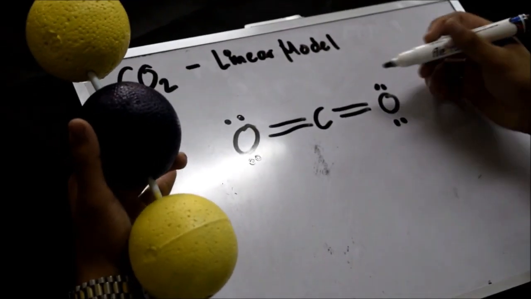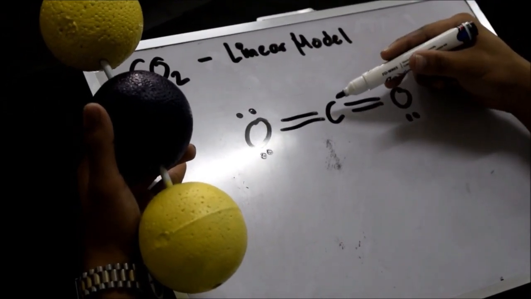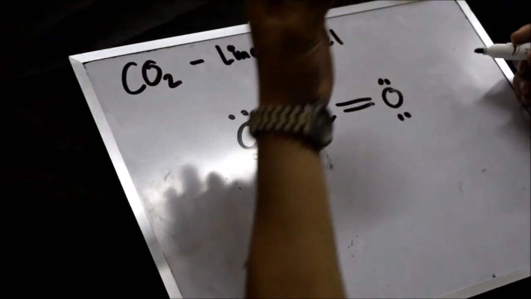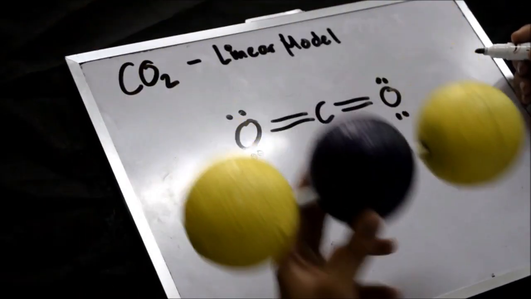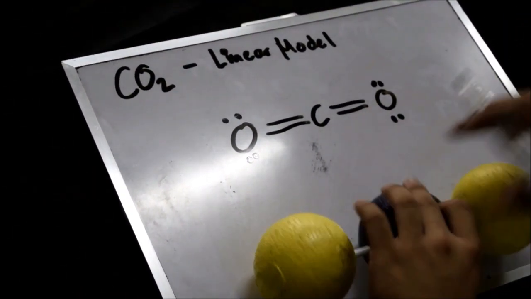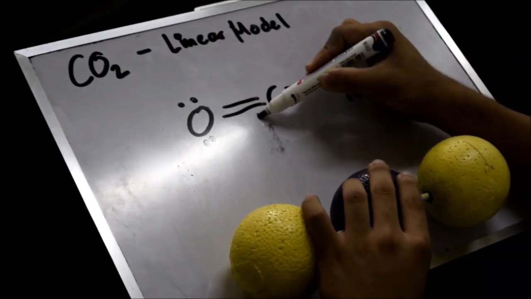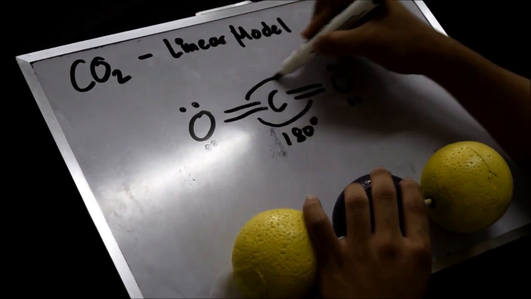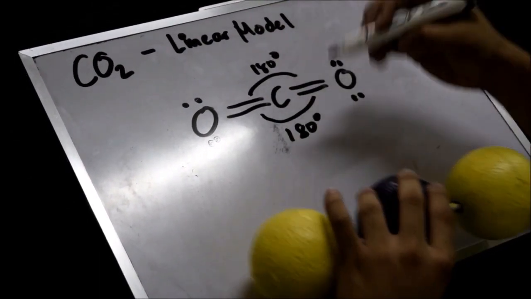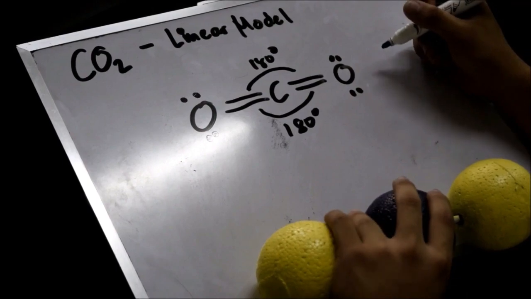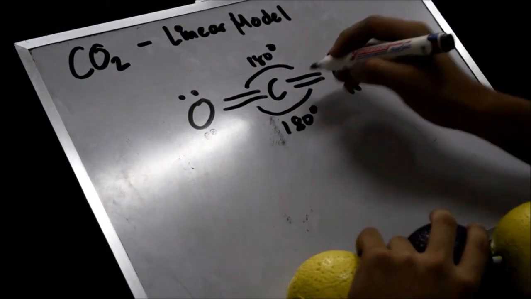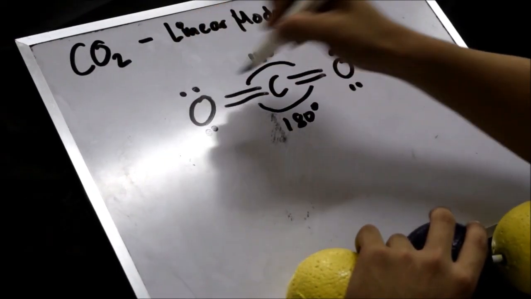I will show you how a linear structure is formed by stating a common example. So we have here a CO2 molecule. In a linear model, it has a 180-degree angle. And as you can see in the sketch, the CO2 molecule has been aligned straight.